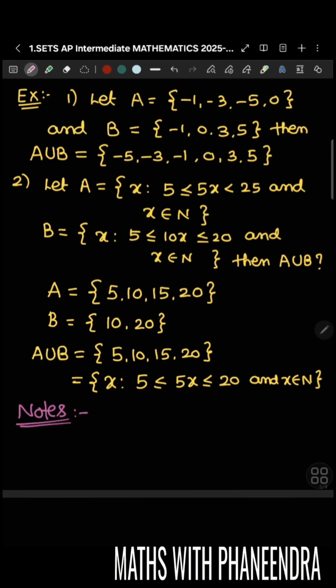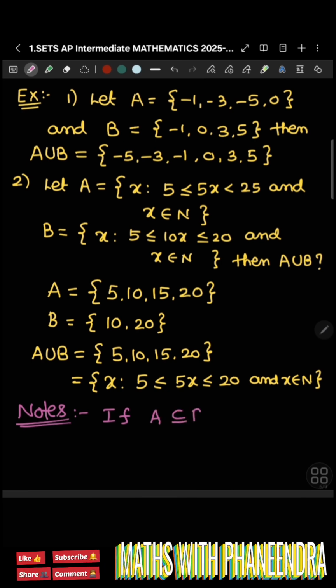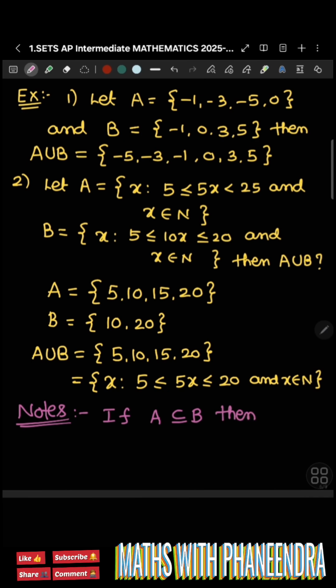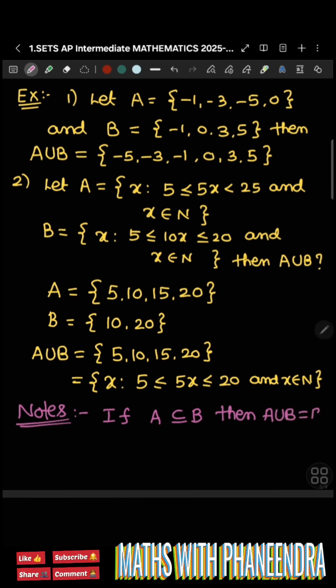So what are the notes regarding A union B? If A is a subset of B, then what does that mean? A is completely lying in B. So A is the subset, B is obviously the superset. If A is a subset of B, then A union B is equal to B only.